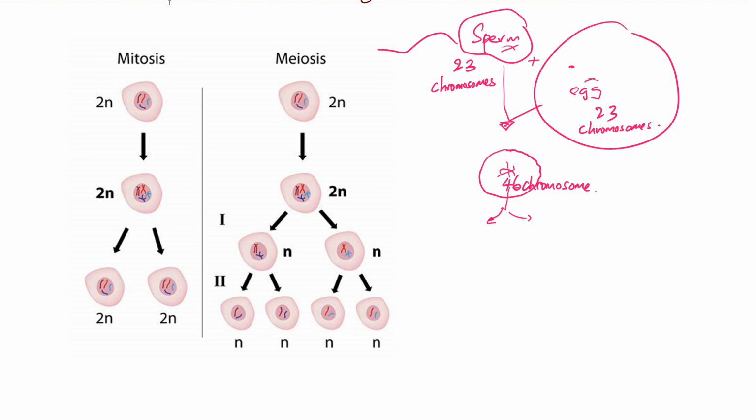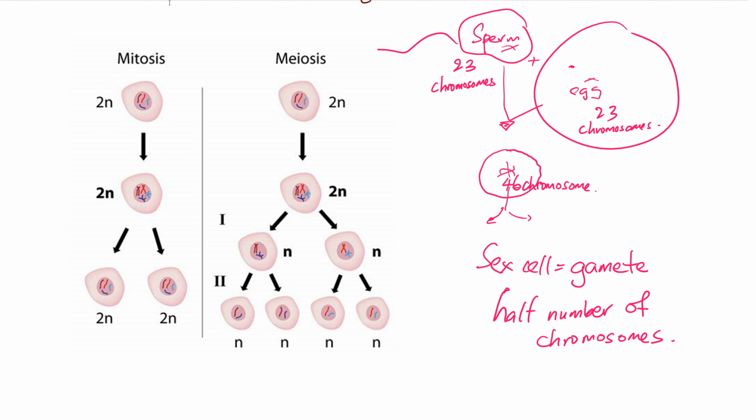So the big idea is that all cells in your body have 46 chromosomes except 2, and it depends on which sex you are. If you're male, your sperm cells only have 23 chromosomes. And if you're female, your egg cell only has 23 chromosomes. So far so good. So the idea is that sex cells or gamete cells only have half of the number of chromosomes of that particular species.